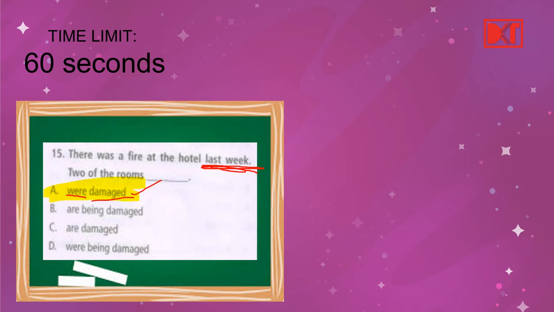Alright, B, are being damaged. Now are being is continuous, it's about right now, which is incorrect. C, are, this is also incorrect, we're talking about the present. D, were being damaged. Now this is not past continuous. So here the auxiliary verb is incorrect. Alright.